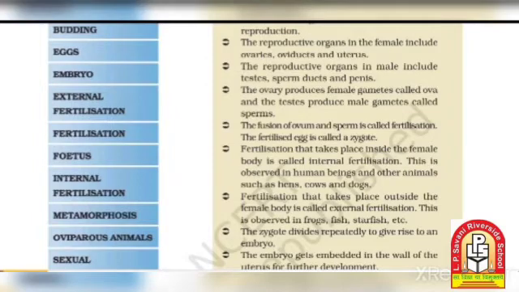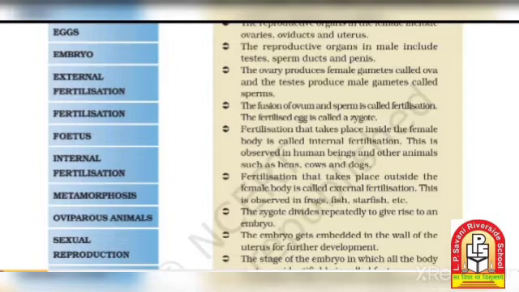Okay, so the ovary produces female gametes called ova, and the testes produce male gametes called sperms. So the male uses the sperm to produce his child during the process of reproduction. The fusion of the ovum and the sperm is called fertilization. The fertilized egg is called the zygote.